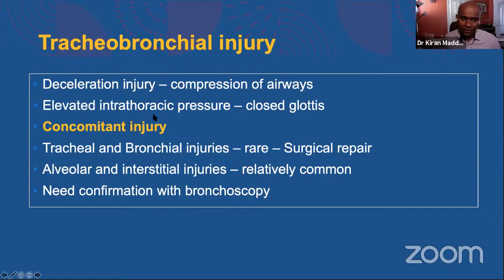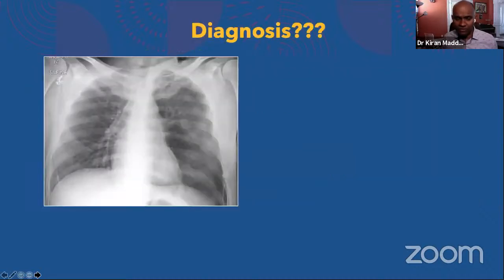It is again due to deceleration injuries. Elevated intrathoracic pressure against a closed glottis is the most commonly explained mechanism. There may be a concomitant injury, so that's the reason why we usually opt for a CT. It usually goes for a surgical repair. In the other setting, you have to remember alveolar and interstitial injuries, like in asthma patients and chronic obstructive pulmonary disease patients.